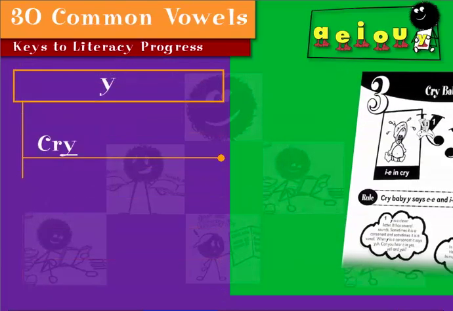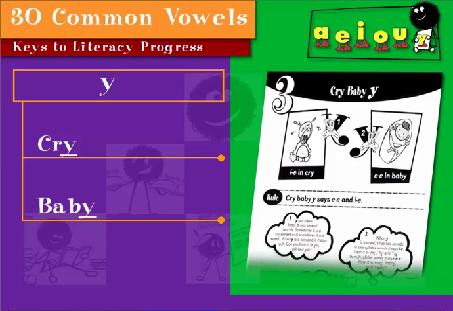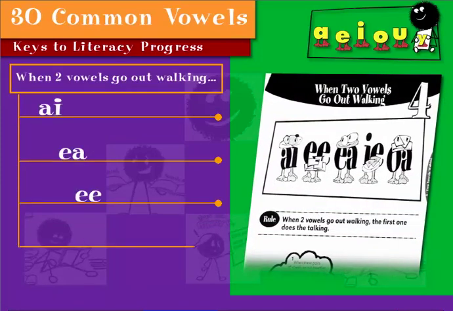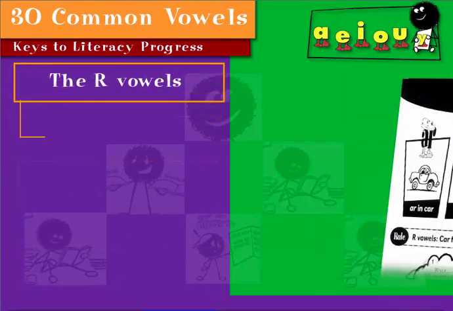Meet Crybaby Y, who says E and I. He says I in one-clap words, one-syllable words like my and cry, and E in most bigger words like puppy and baby. Now meet the 2-letter vowels who just love walking. The second vowel is too shy when you say hello, so only the first one says his name. When 2 vowels go out walking, the first one does the talking, saying A, E, I, O.